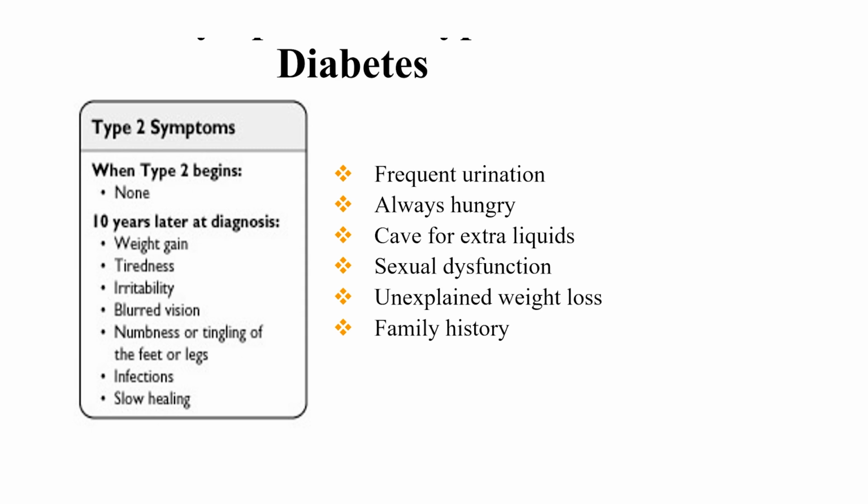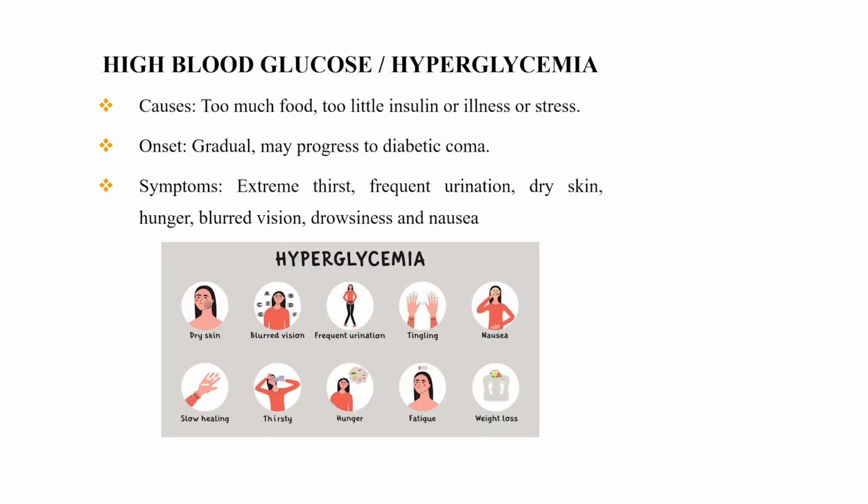So in type 2 diabetes, the signs and symptoms are the same as far as both diabetes types are concerned. Frequent urination, with excess loss of water. Then another part is polydipsia, always thirsty, always hungry, craving extra liquids, because the body needs glucose as a nutrient for the production of ATP. That's why there is always a craving for extra liquid. Sexual dysfunction, unexplained weight loss, complete destruction of body cells, and maybe it is related to family history.